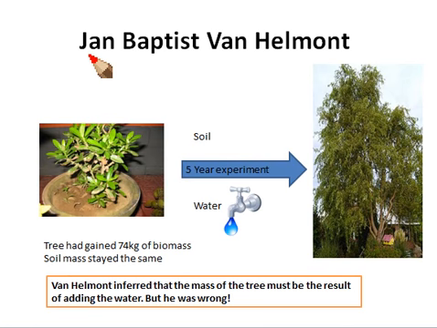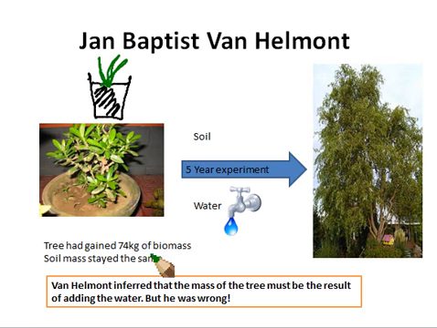Well, this was a question asked by Jean-Baptiste van Helmont in the 17th century. So in the 1600s, he asked this question. Van Helmont got himself a big pot and filled it with soil. He then planted a small shrub or tree in the soil, and this was an experiment that lasted 5 years, and during those 5 years all Van Helmont did was add water to the tree.